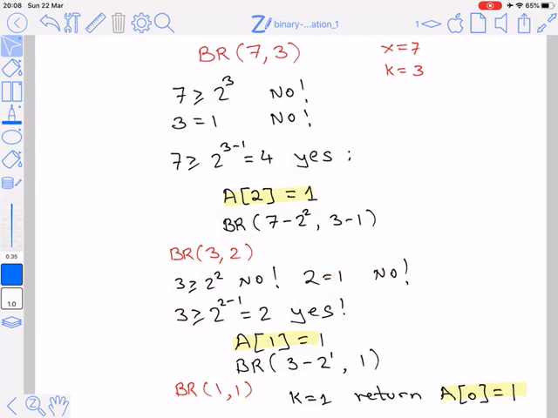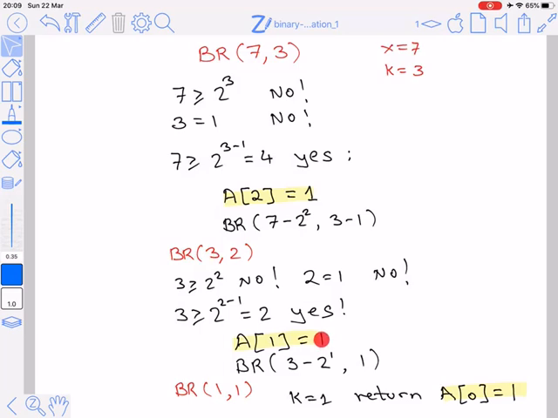The answer is no. So now we go to the reduction rule. We check, is 3 greater than or equal to 2 to the power of 2 minus 1? K minus 1 is 2 minus 1. The answer is yes. So we know that the most significant bit of the remaining part of the answer, that would be A1, is 1.